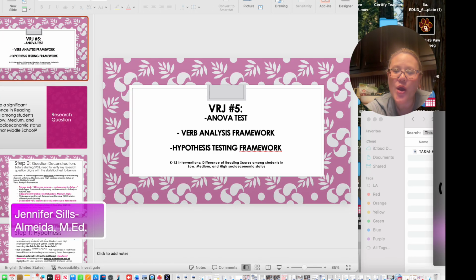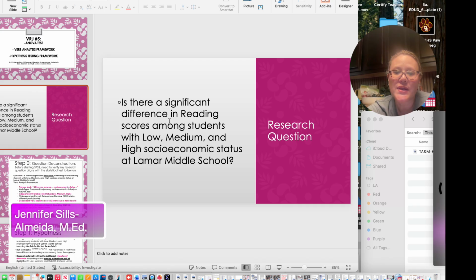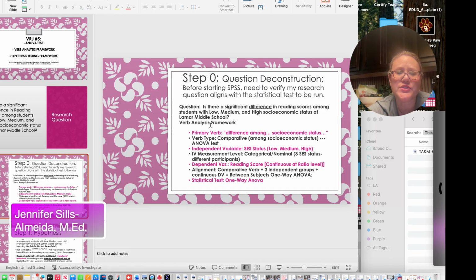Today I will be going over the ANOVA test, actually in SPSS. I'm going to start with the research question. The research question today is this: Is there a significant difference in reading scores among students with low, medium, and high socioeconomic status at Lamar Middle School? So what we're seeing is, is there a difference among students? If they're ranked for socioeconomic status low, medium, high, is there a difference between those reading scores? Step 0 is question construction.